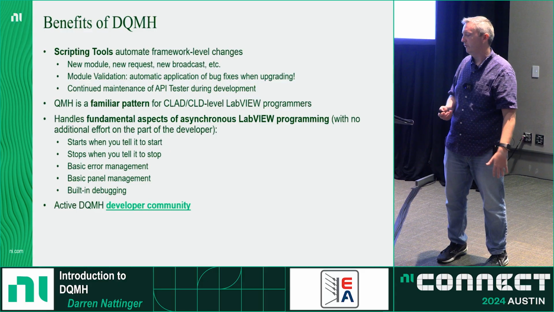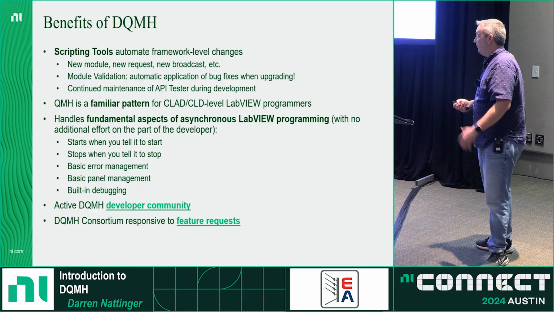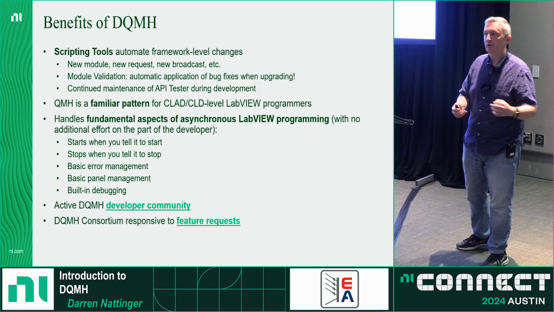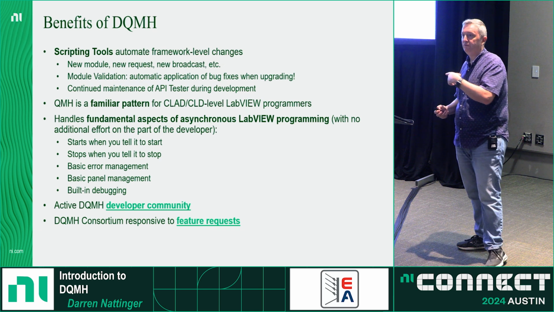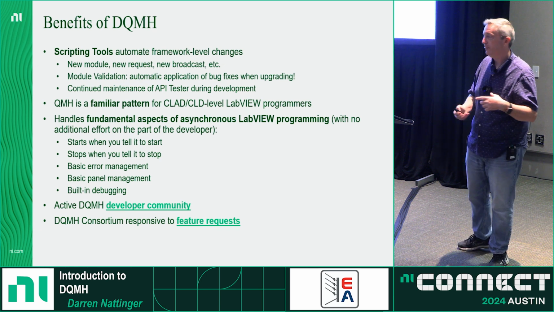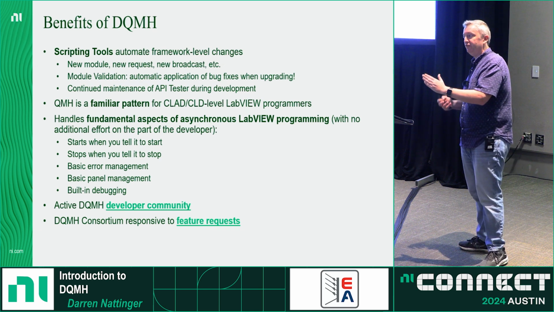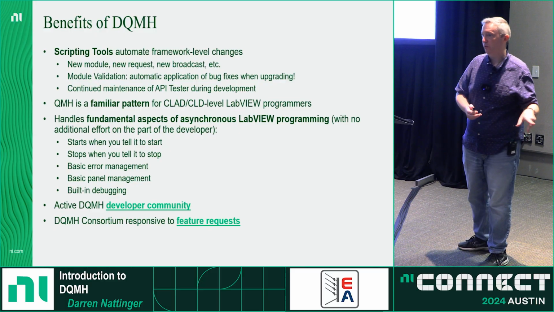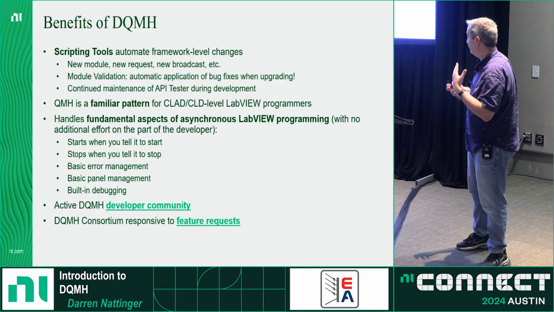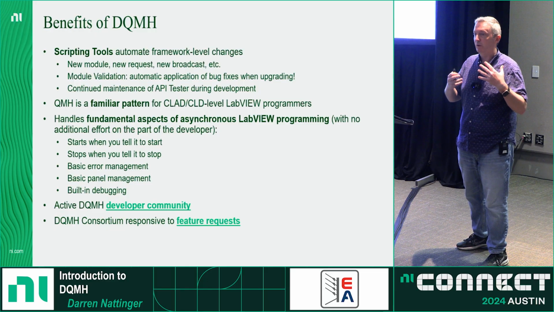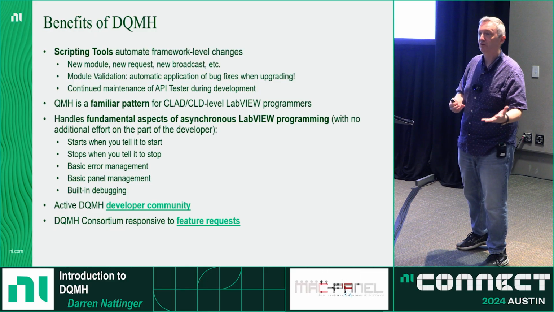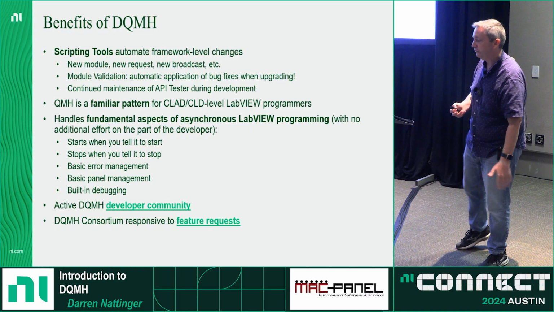There's a very active developer community on ni.com of DQMH programmers asking each other questions and giving each other advice. And the DQMH consortium, who currently owns DQMH, is incredibly responsive to feature requests. The link in the slide is to the feature request forum on ni.com. Every release of DQMH has several feature requests from this forum included in it, because one of the first things the DQMH consortium looks for is what other people want in the framework, and those are the first things they start with for adding new features.